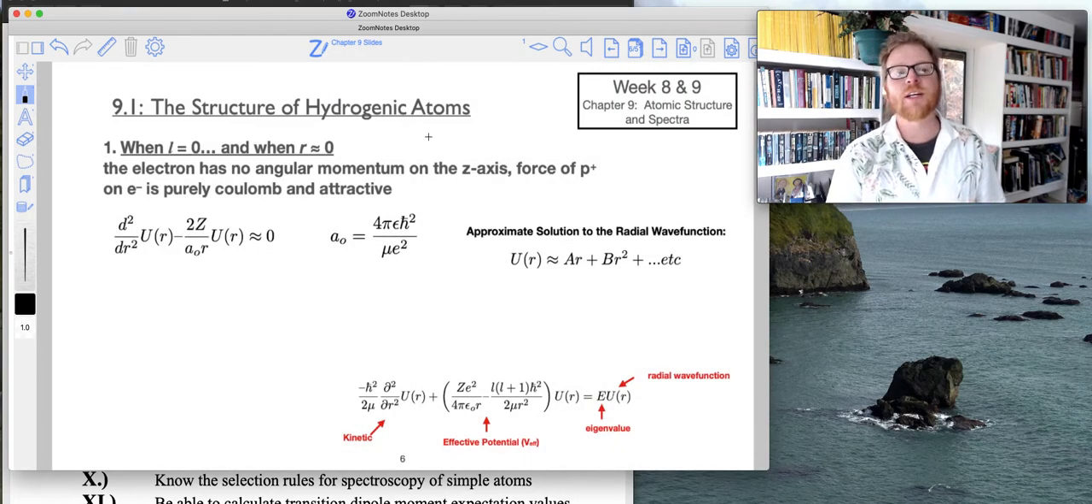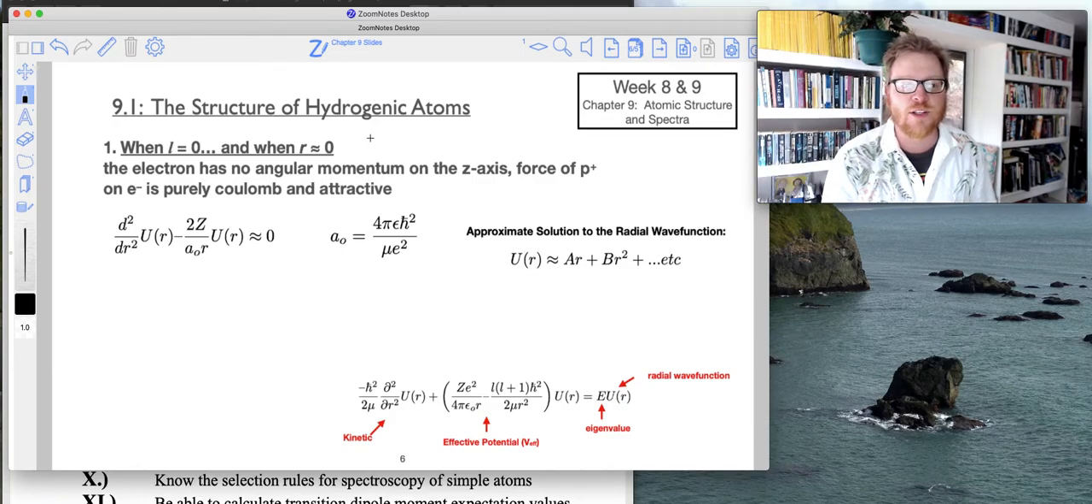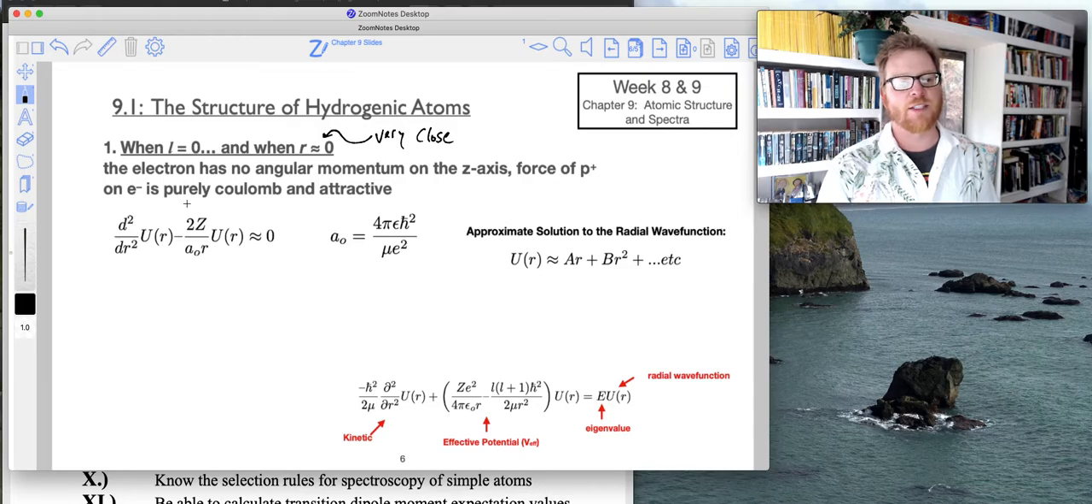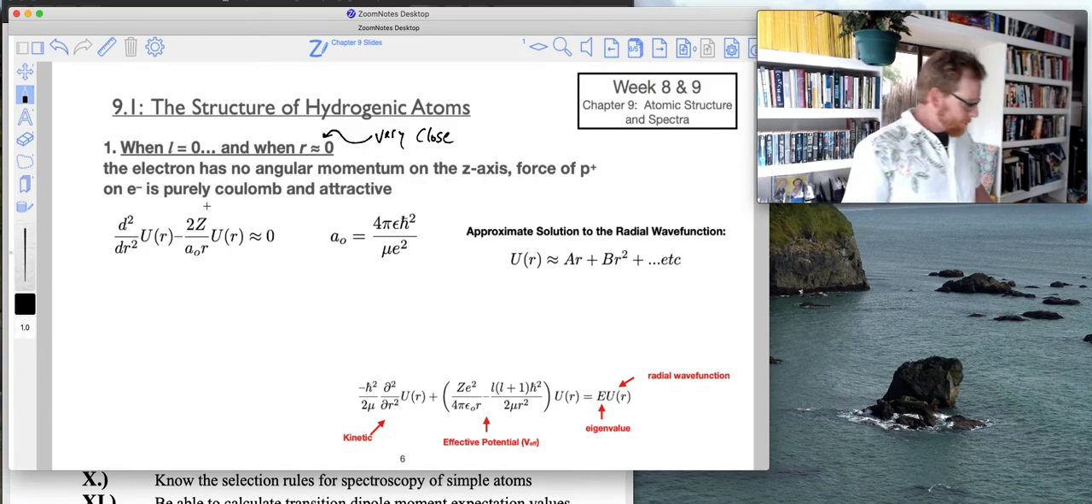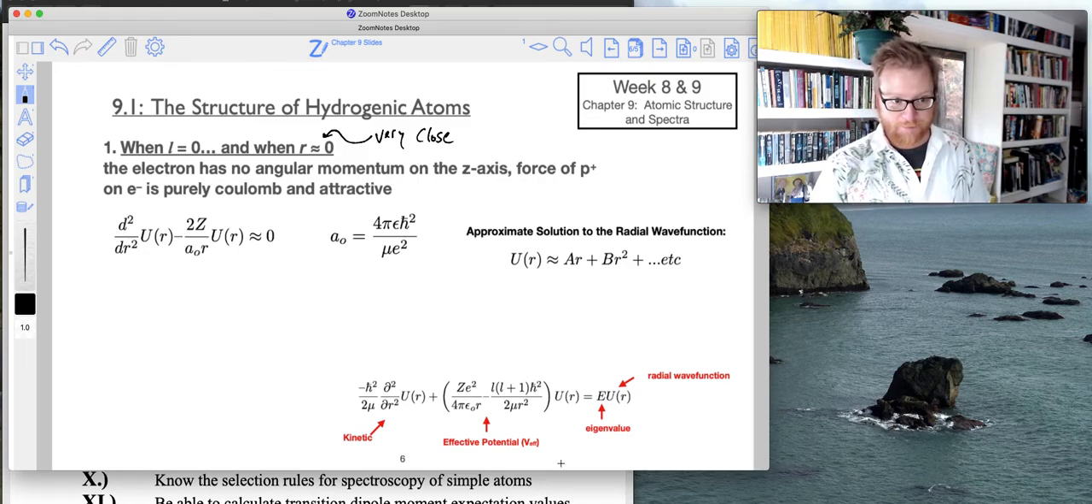So when L is equal to 0, and specifically when r is very close to the nucleus, so when this says r is almost 0, that means very close to the nucleus. So the electron has no angular momentum, and the force of the proton on the electron is purely Coulombic and attractive, okay? So that means that there's several chunks of this equation that we can eliminate, all right?